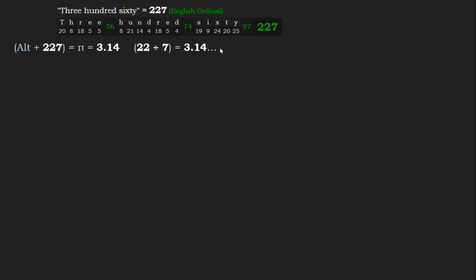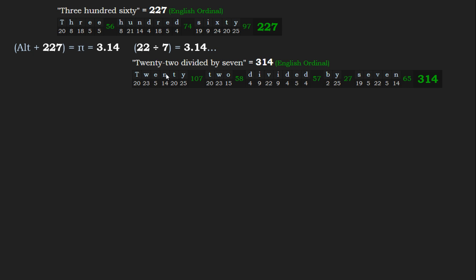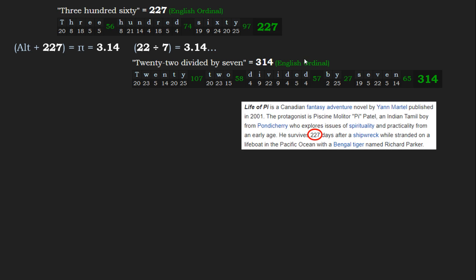This relationship is further cemented using the alphabetic order. If you write out 22 divided by 7, this sums to 314 in ordinal. This number 227 is all over the place. All you have to do is have eyes to see it. Think about the movie Life of Pi. The boy in that film survives 227 days following a shipwreck.